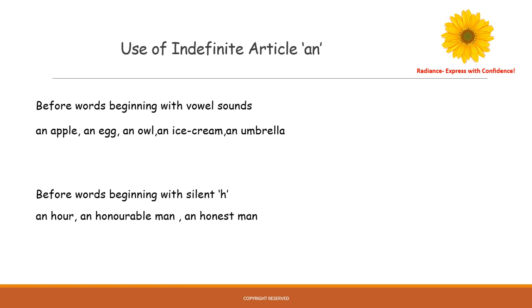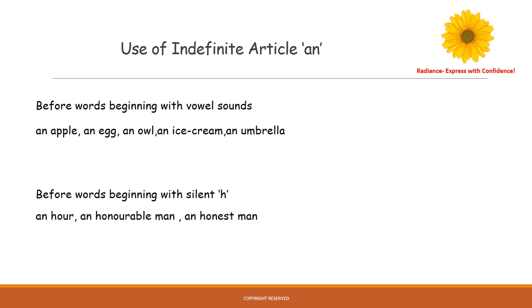Now the second use is before words beginning with silent H. Now as we can see in these words, the second alphabet in every word is a vowel, O. But it begins with a consonant which is H. H has a sound of H.